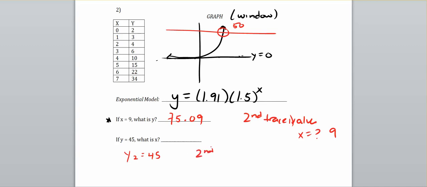So I'm going to do second trace, and intersect is number 5. And since those are only going to intersect at one point, I'm just going to kind of take my cursor up to the curve and press enter, enter, enter. And really, because it only intersects at one point, you could press enter, enter, enter 3 times already. My x would be about 7.75.